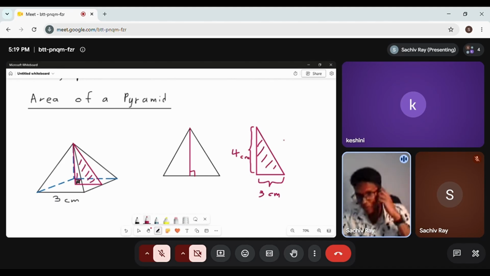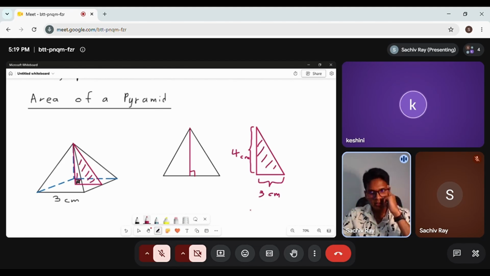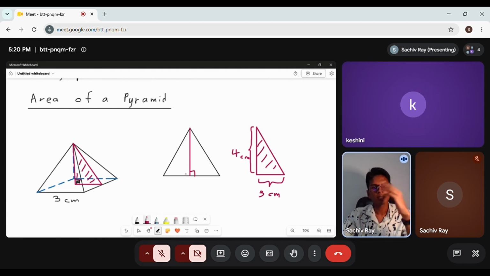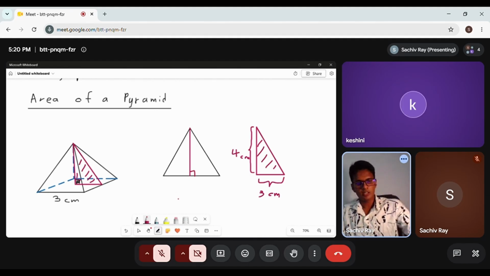Now we have to find the hypotenuse. Why are we finding the hypotenuse now? To find the slant height of the pyramid. The slanted height, because that's also just a triangle. It's a bit flopped to the side. It's just a bit slanted.